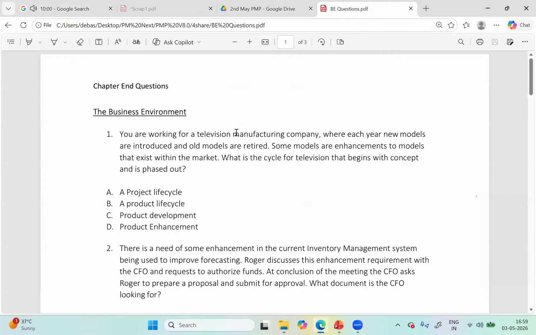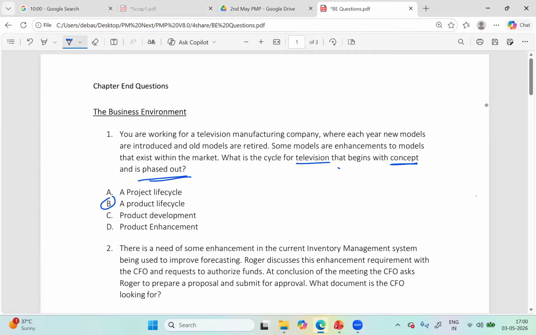Hope we are done with the questions. Yeah, let's look at the answers. So question number one. The question number one is pretty straight. That's what we call a product life cycle. We spoke about it, be it television or any product, right from concept stage till phase out, end to end. That's what we call a product life cycle.